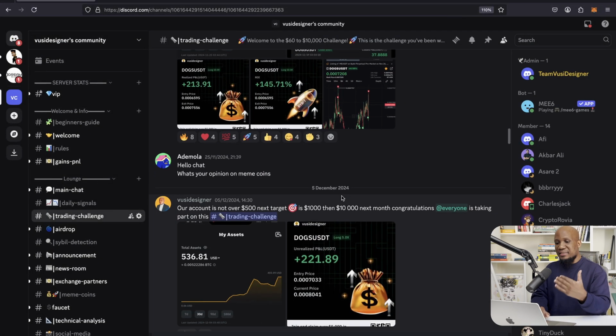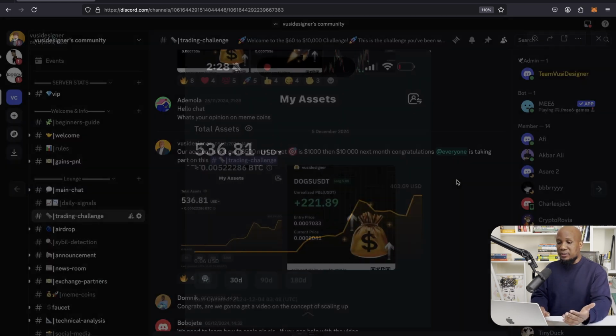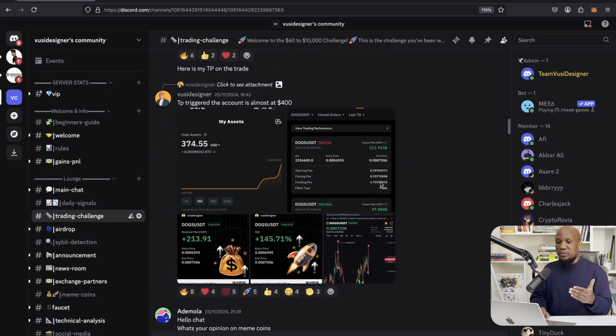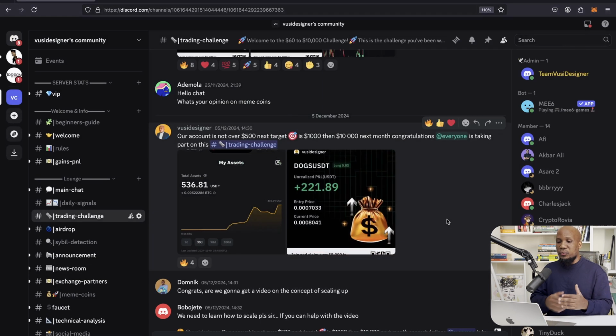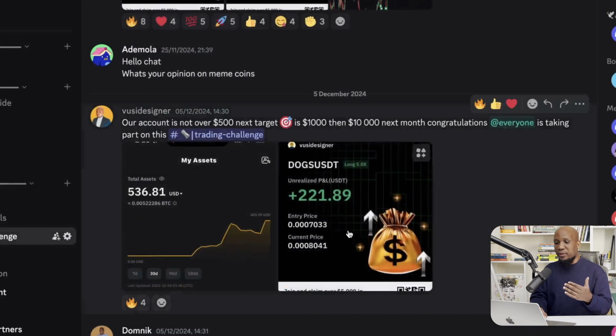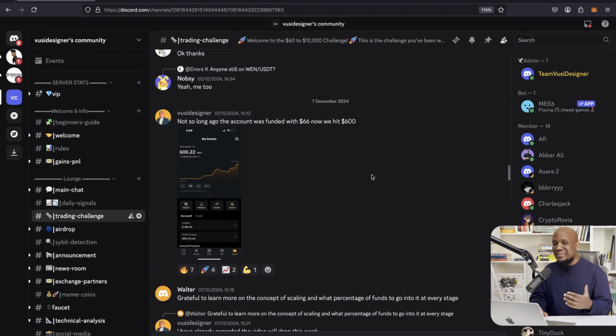So you can see that we're now gradually growing the account, and eventually the account hit over $500. Why? Because now we're able to maintain a profit over $200 per trade. You can see this is our second $200 on a single trade, and the first one was here. This one was 213 and this one is 221. The account just keeps going up and up, and you can see here the account now goes to $600. And again, every single trade that we take, guys, we do post on our signals.